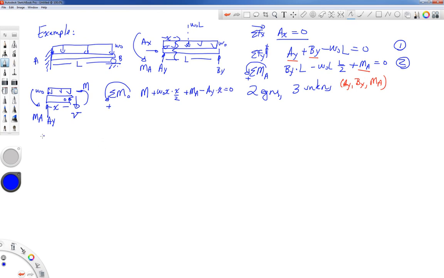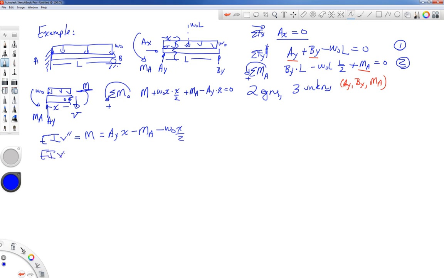All right. I know that if I solve for the moment, I can set that equal to EIV double prime. And the moment I want is the internal bending moment, that M right there. Not MA, but that M. Okay, so if I do a little bit of algebra, move stuff to the other side, I'm going to have plus AY times X minus MA minus W naught X squared over 2.